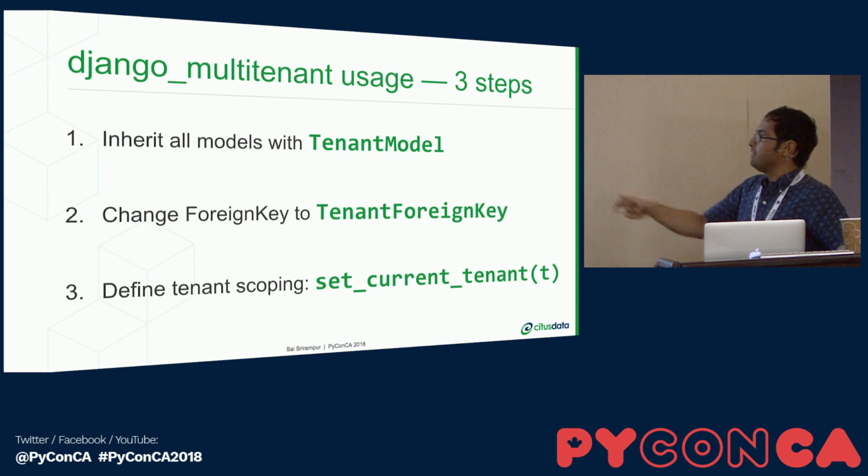The library gives you a simple API called setCurrentTenant, through which you can set the tenant for which the API calls need to be scoped. So now let's get into details on what each means. The first is, what is a tenant model?